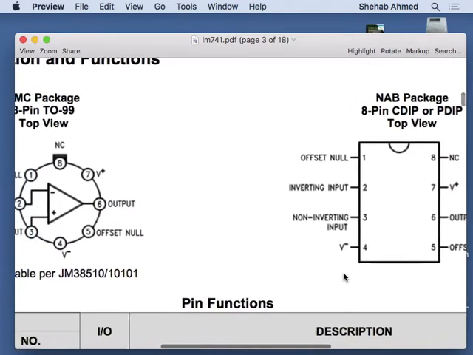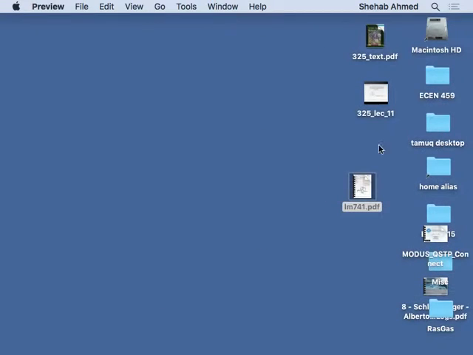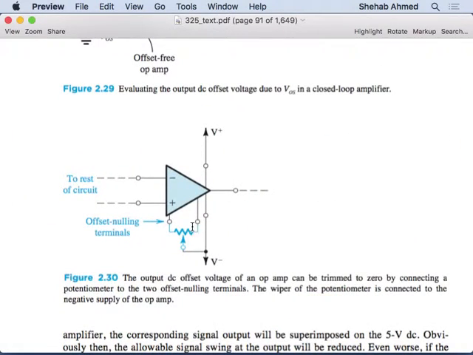Right. So this offset nulling terminal is something that is used to deal with the problem we were talking about. We saw that there were two pins that were labeled offset nulling in the op-amp datasheet. The op-amp was designed such that if you put a potentiometer between these two offset nulling points, they create a voltage that is going to be used to offset the input offset voltage. It's inside the op-amp, right? How is this circuit? We don't know.